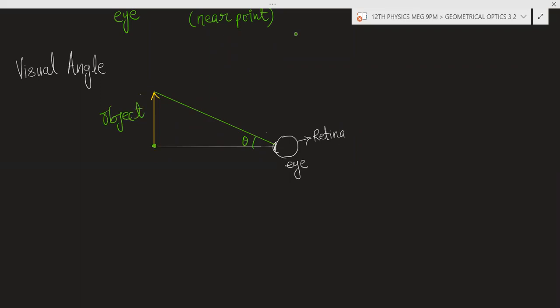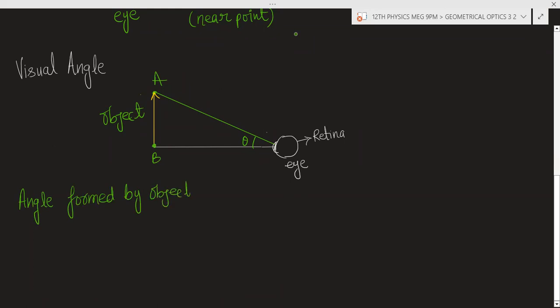This is the object AB. So the visual angle is the angle formed by the object at the eye. This is the visual angle. Basically, the visual angle represents the height of the object. If the height of the object increases, then the visual angle will also increase.